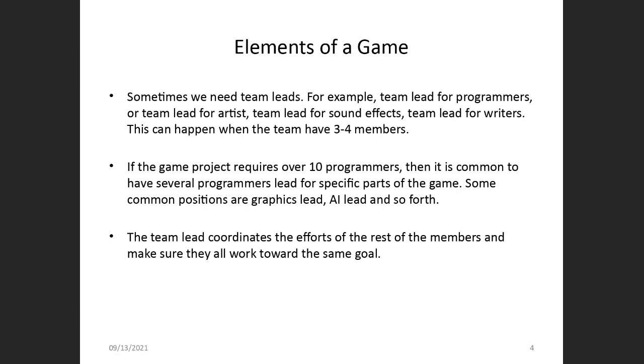So maybe we have 3 or 4 or even 5 different teams. Some may be working on one level, some may be working on another level. Some may be working on the strategy part, some on the physics part, some on the artificial intelligence part, and so on. So that way we divide the whole game team into different small teams. Some common positions are graphics lead, AI lead, and so forth. Okay, so graphics lead, programming lead, in general can be different types of other leads.